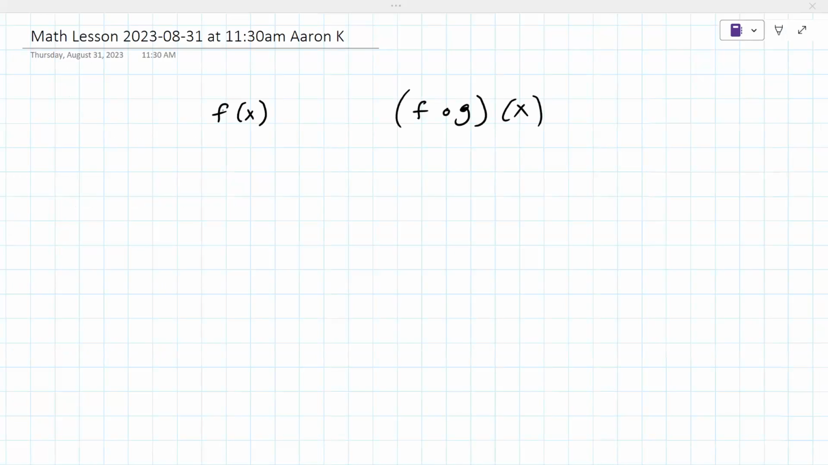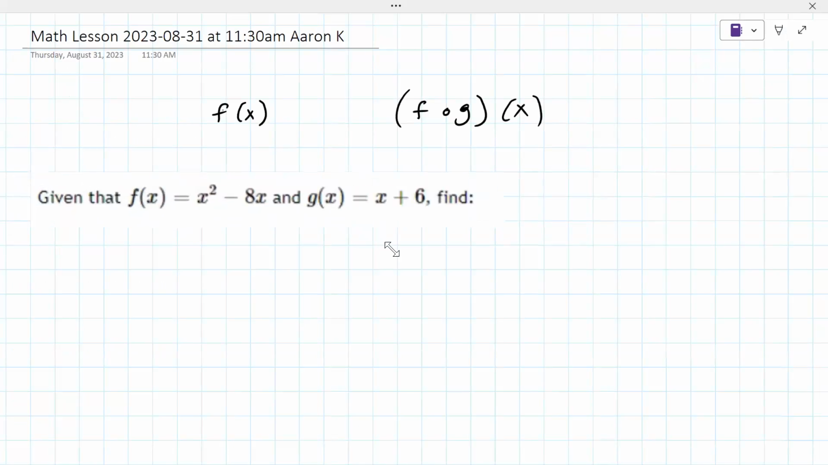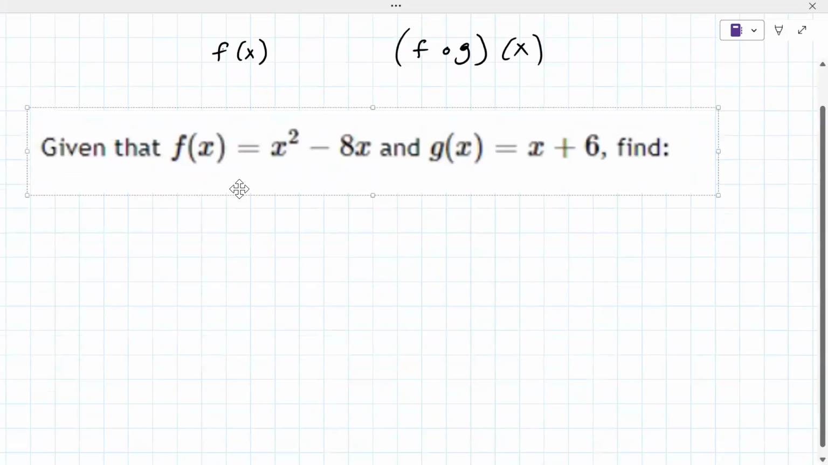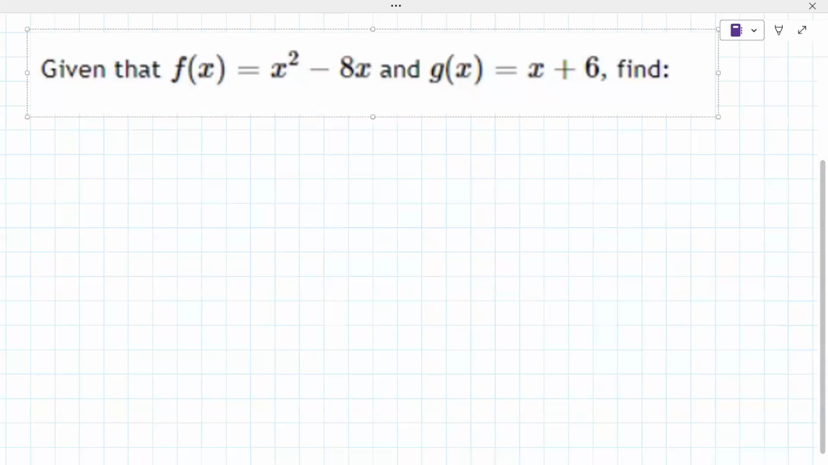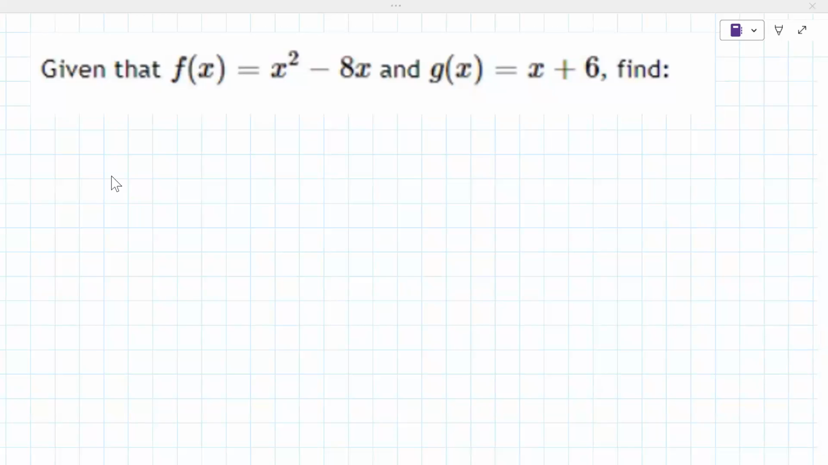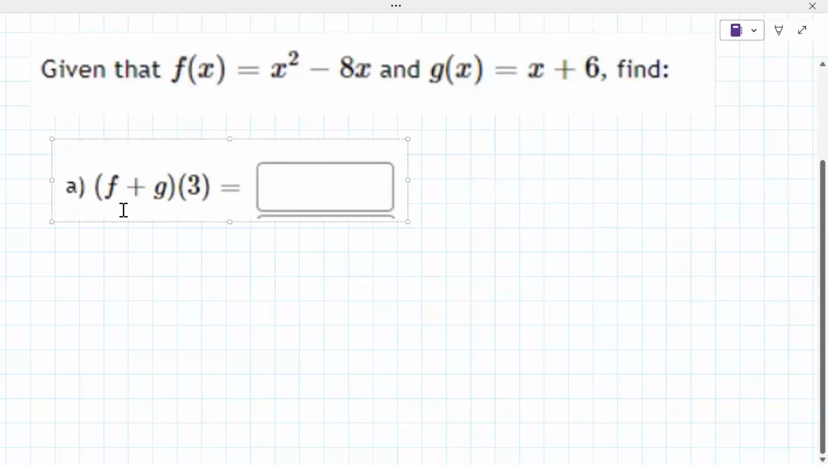All right. So if you're seeing my screen, I've snipped in the first question here. You're given two functions, f of x and g of x. And then the first question asks you to find f plus g, parentheses 3. Any idea what this notation means?